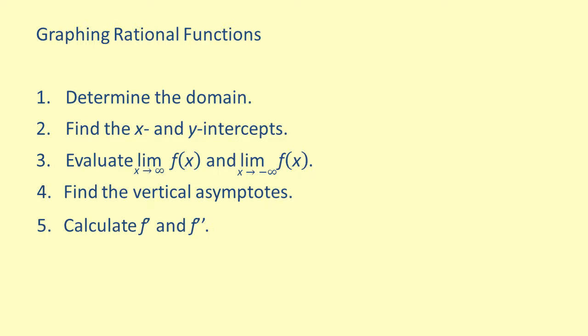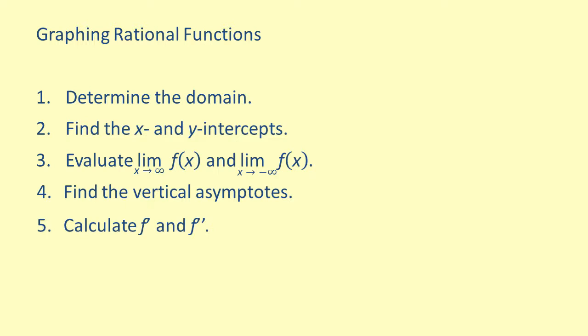In general, there is a process we should follow that will make it easier to graph rational functions. First, we should determine the domain. We need to find out if there are any values of x for which the function is undefined. We do this by setting the denominator equal to 0 and solving for x. This will let us know if there are any vertical asymptotes we should look for.